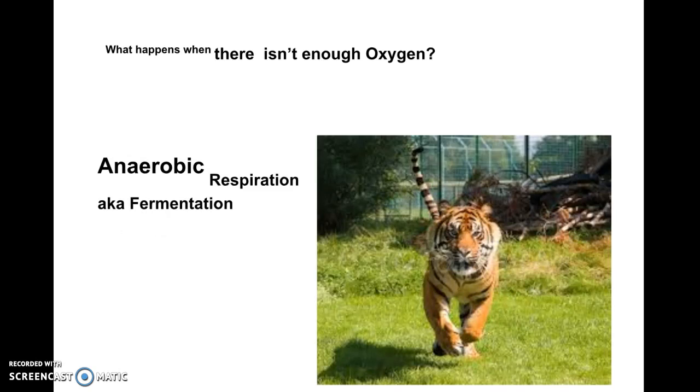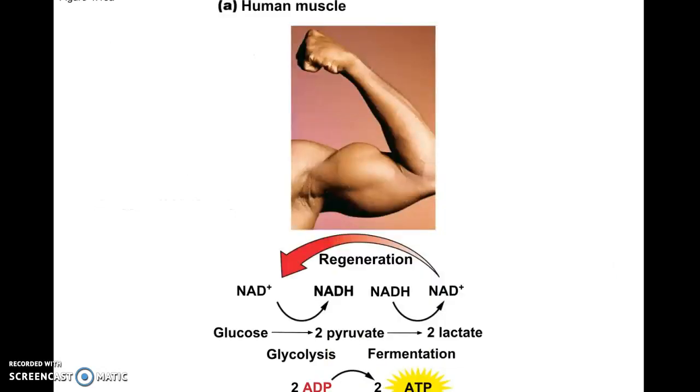What happens, though, when there isn't enough oxygen? All right, you have been running away from this tiger as fast as you can, and you're almost to the tree, but you're really running out of oxygen. Your lungs can't get enough in fast enough. Luckily, our cells can do anaerobic respiration, also known as fermentation, in order to produce just a little bit more ATP to get those muscle cells going a little further, to get up the tree, get on the bus, whatever it is that you're running for.